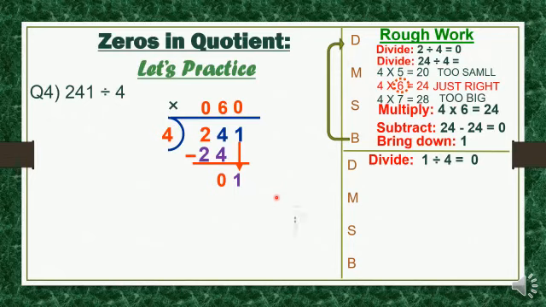So what will be the quotient now? The quotient is 60 and the remainder is 1. Isn't it easy? The shortcut is easy, isn't it, my children? With practice you will get command on it and you will be doing it very happily and very easily, my children. So practice this shortcut method.